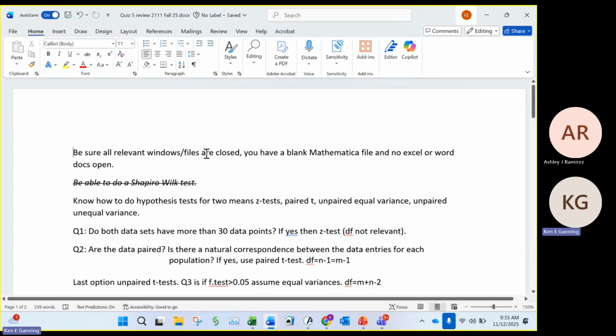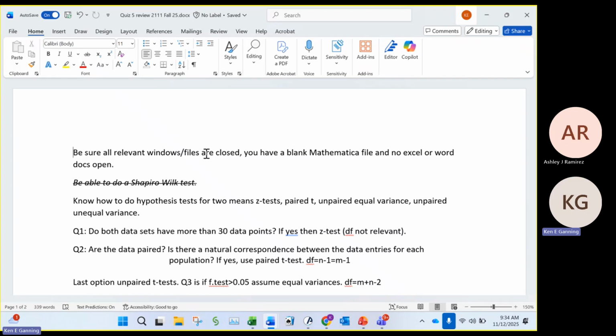Okay, be sure all relevant Windows files are closed. You should just have a blank Mathematica file. You don't even need a Mathematica file. Basically, everything should be closed, other than Outlook, and to be able to download an Excel workbook. Other than that, you don't even need Mathematica. That's because we are not going to be doing a Shapiro-Wilk test on this one. We certainly will on the final, probably on the sixth quiz. This one, we're not going to be doing a Shapiro-Wilk test, so you don't have to worry about that.